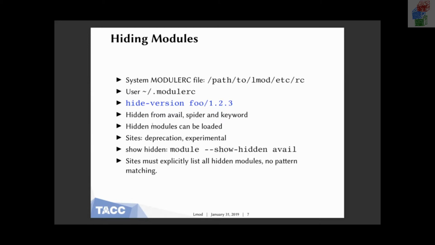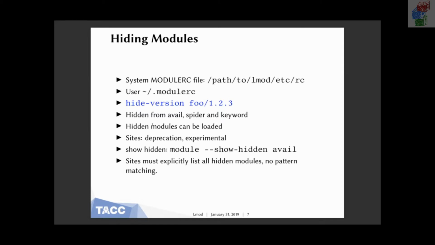Since EasyBuild makes it so easy to generate lots and lots of modules, and many sites use a single location to store these kinds of files, you may want to allow them to stay, but you don't want to overwhelm your users with a huge list of modules that are 2 or 3 years old. Maybe you'd rather they use the most recent versions. So you can hide modules, and through a system modulerc file, there's a standard one, or a user modulerc file, you can include a new statement, which is hide version foo/1.2.3.